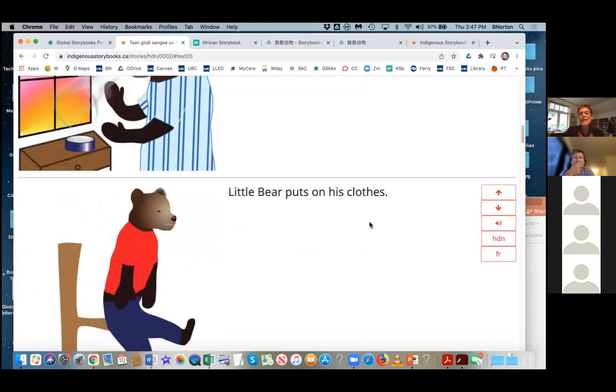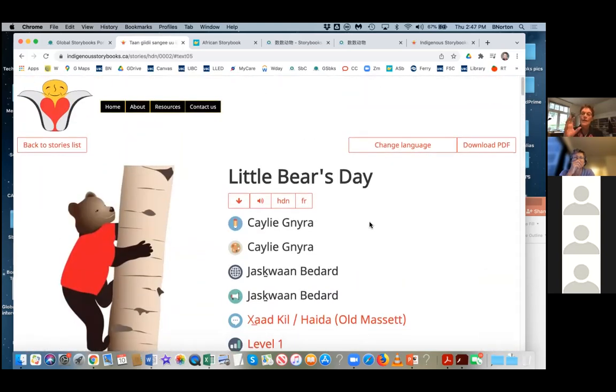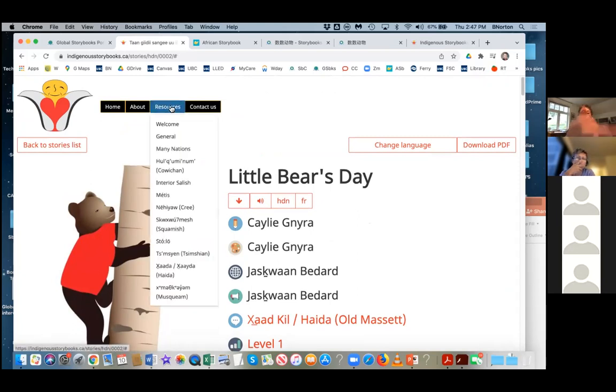So you can see, in a sense, how powerful technology is, how we can actually draw on technology to promote language learning and teaching, and to make this freely available to teachers as well as parents and caregivers in the home context. And you'll see in Indigenous Storybooks, we have many different languages that are available in the Indigenous context.